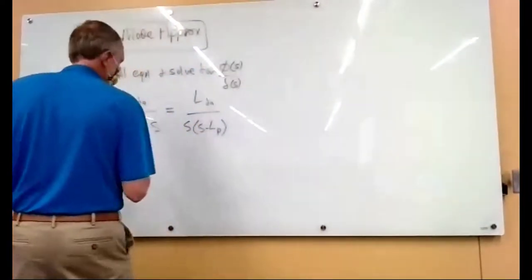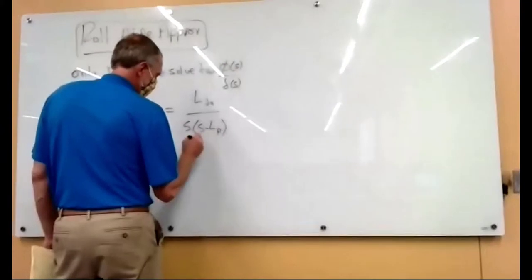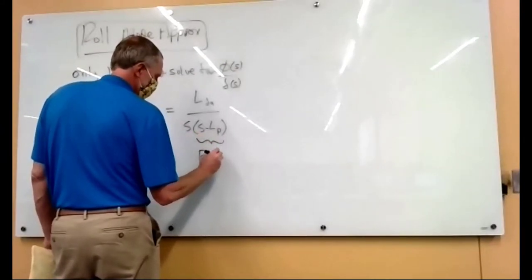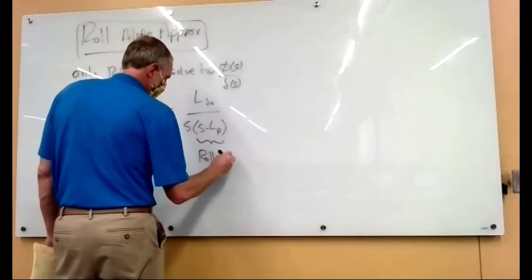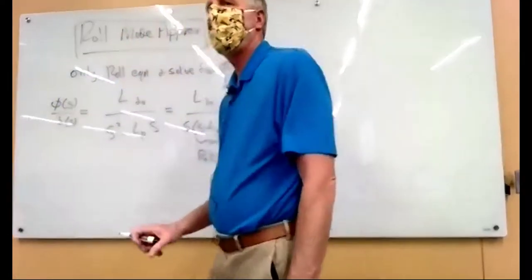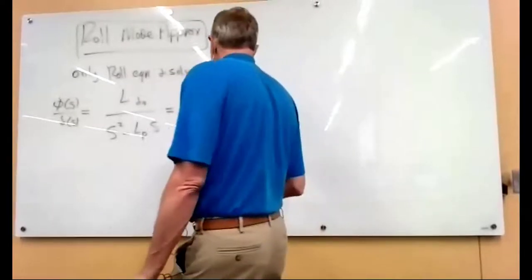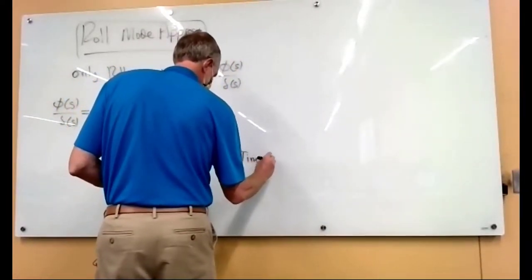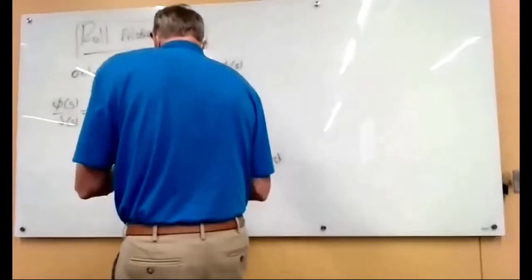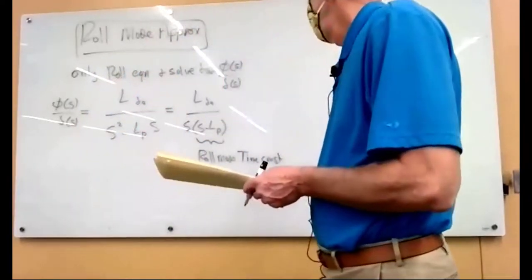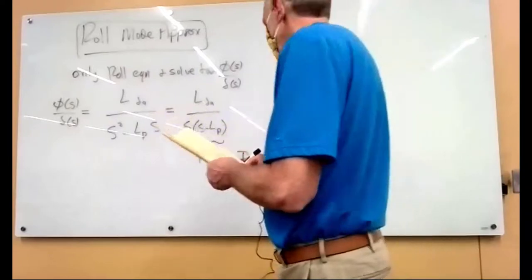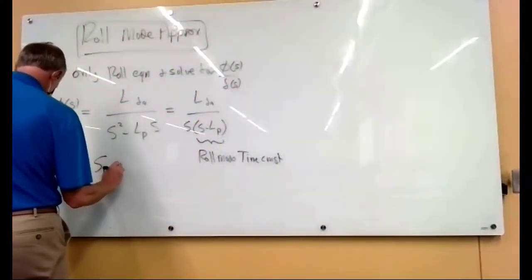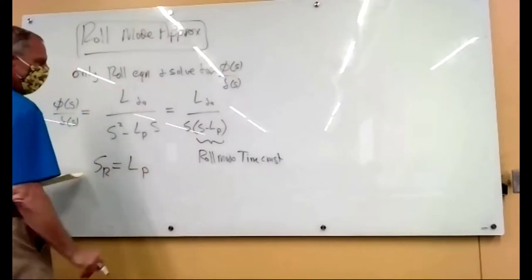And this is an approximation. So this thing is a first order mode, because this doesn't factor into imaginary and real. It's just real. So the roll mode has this time constant. And the roll mode root, remember it's just a single root, is just LP.